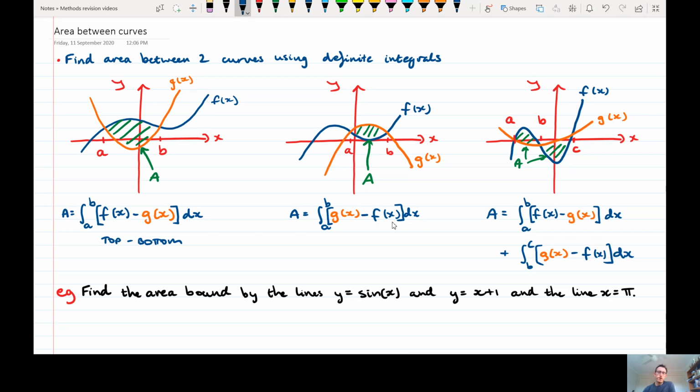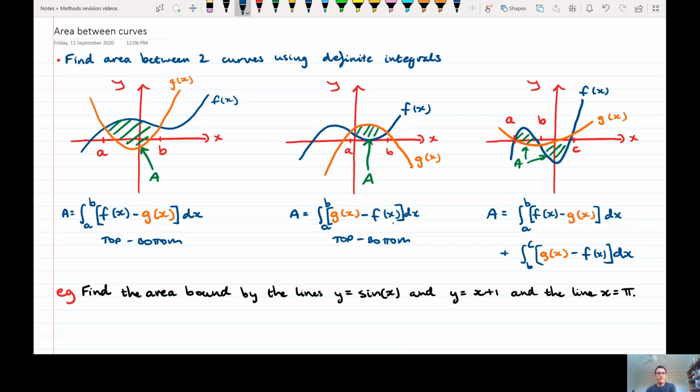The next case we can look at is where the g of x is now on top. So now I've got the orange one above the blue one, but it still remains the same in the sense of it's always the top function minus the bottom function. So it's not a matter of having a preference of f of x always goes above. It's always whichever function is the top version will go over the top of whatever the bottom one is. It's always top minus the bottom.